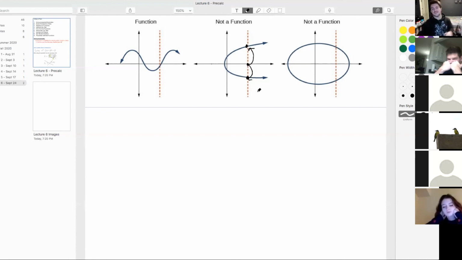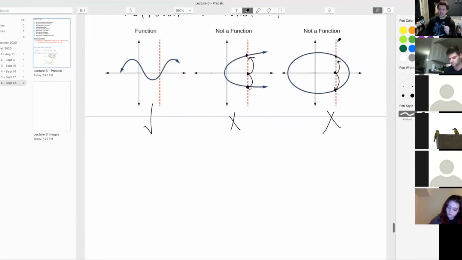It violates the definition. Same story with this third guy. This input here has gotten 2 outputs, here, and it also gets outputted here. Not a function, all right? So no and no. The vertical line here has crossed the graph twice, so we can safely conclude this is not a function. All right, very cool. Any questions on using the vertical line test? There will be practice with this on the homework.